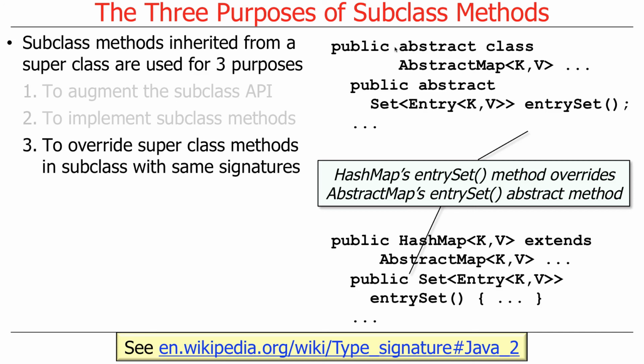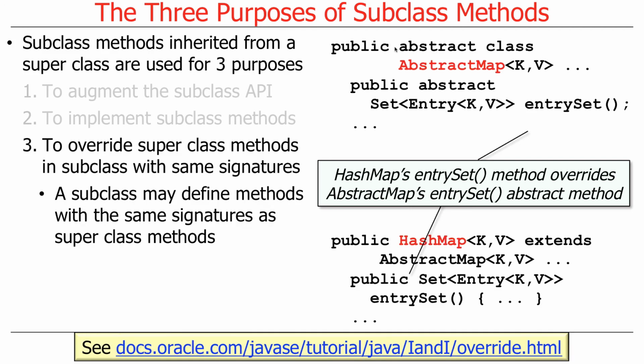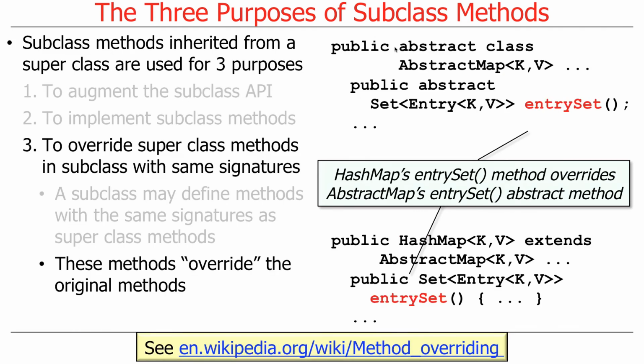So here's a simple example. We have HashMap, which is another Java collections framework class. We have AbstractMap. AbstractMap defines entrySet, which is an abstract method. And then HashMap will actually implement entrySet to do something because it's a HashMap versus a TreeMap or some other kind of map. And so that's the main reason we do it, to be able to customize and specialize. And we'll talk a lot more about that.